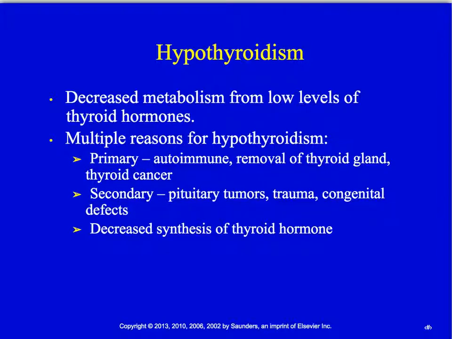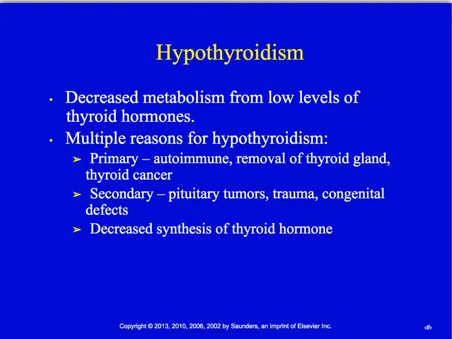They divide it into primary and secondary causes. Primary is typically related to the thyroid gland itself. When there is an issue with the actual thyroid gland, it can be autoimmune. It can be due to removal of the thyroid gland. If somebody has hyperthyroidism and we take the thyroid gland out, then they automatically need to be treated for hypothyroidism because they no longer have the ability to produce thyroid hormone.